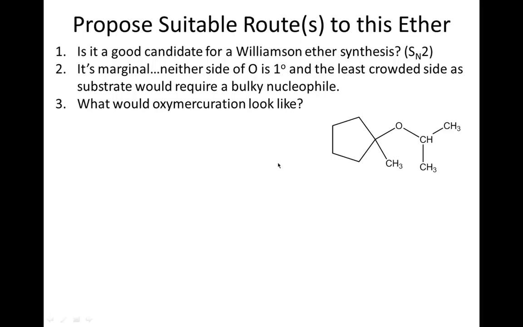But part of the thing you have to decide is, remember that the oxymercuration is going to go by a Markovnikov addition, which means that the hydrogen is going to go to the less substituted carbon, and the oxygen group, in this case an alcohol, is going to go to the more substituted carbon. So you just need to make sure that whichever route you choose is actually going to give you the right product. In this example, it's really not too bad. You have a lot of choices.